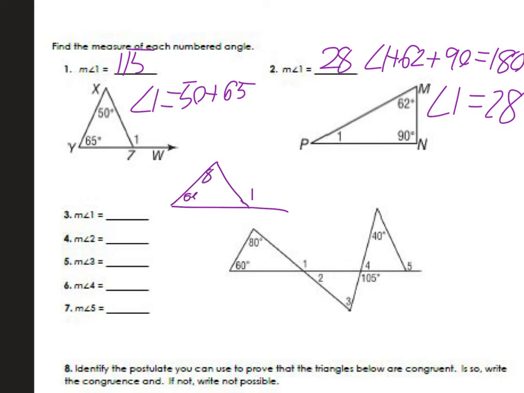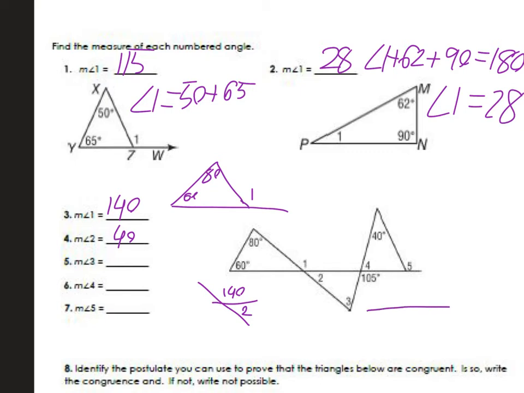60 plus 80 equals angle 1, so angle 1 must equal 140. Angle 1 and angle 2 are a linear pair, and angle 1 is 140. Linear pair means that angle 2 must be 40 degrees, because all linear pairs must add up to 180.